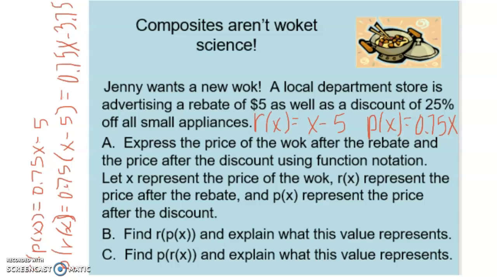So R of P of X would be if I do my discount first and then take the rebate, so I do 25% off and then take off $5. P of R of X would be if you do your rebate first, so take off your $5 and then do 75% of that. Comparing the two, I would say that I'd rather do the first one because that's the 0.75x minus 5 compared to 0.75x minus 3.75. So I'm actually getting a better discount by taking my discount first, my 25% off first, and then taking my rebate.